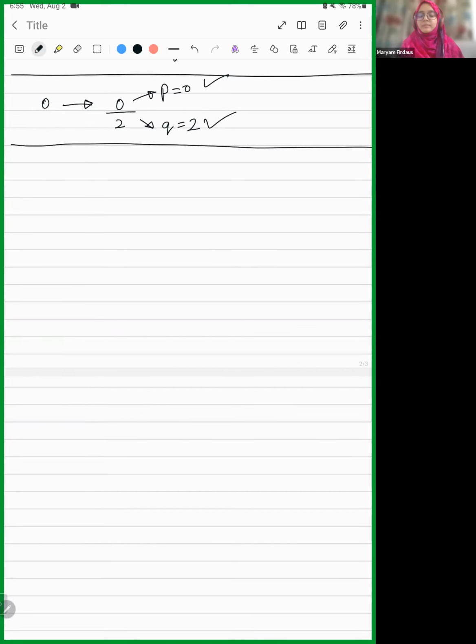Now let us do this exercise 1.1. The first question we've already done, so let's do this question. Find 6 rational numbers between 3 and 4. Forget about 3 and 4 right now. Let's take this number line.